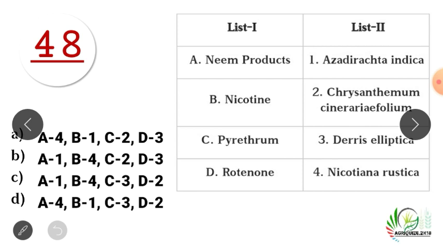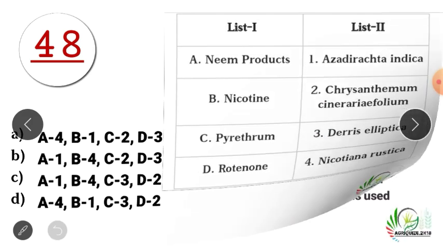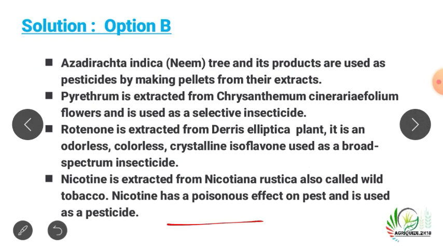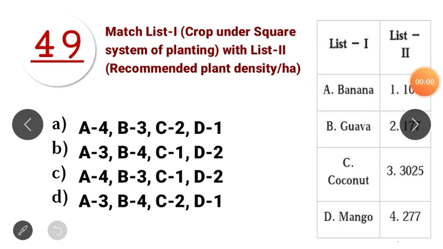Question number 48. Match the pairs. Here neem products are from Azadirachta indica, nicotine is extracted from Nicotiana rustica, pyrethrum from Chrysanthemum species and rotenone from Derris indica. You can check for further explanation. Question number 49. Match list. List first contains crop under square system planting and list second contains recommended plant density per hectare. Here option D is correct.